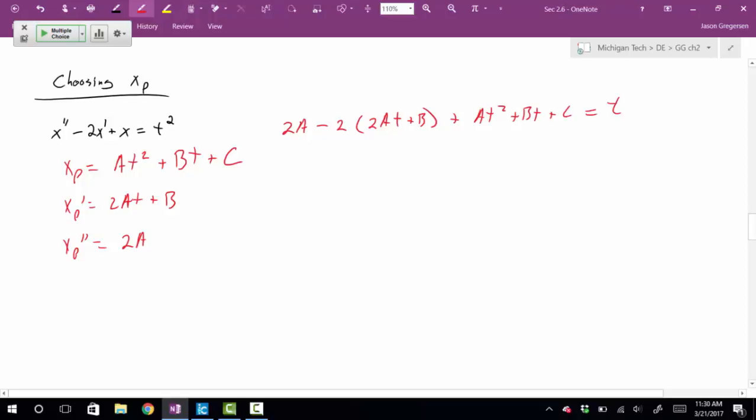That's supposed to equal t squared. I need to find the right a, b, and c to make that thing equal to t squared. So how do I solve this? I just take the left-hand side and group it as a polynomial.